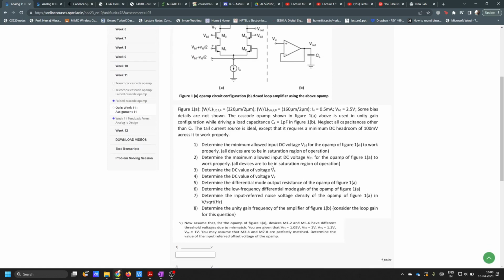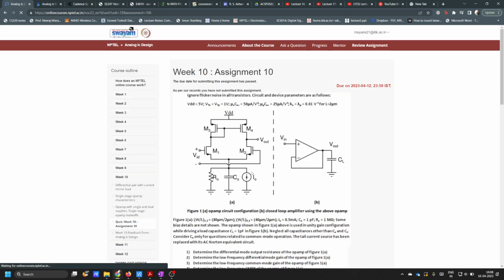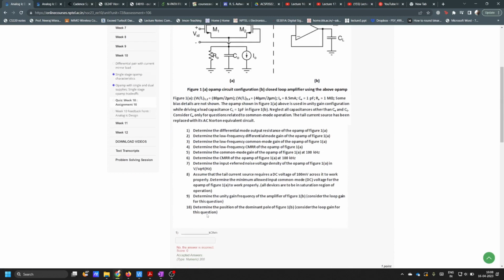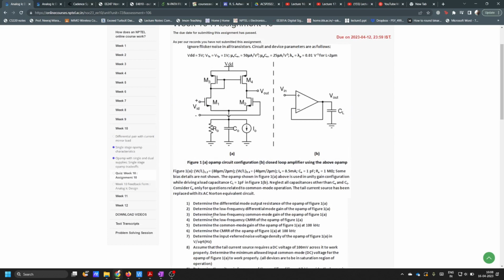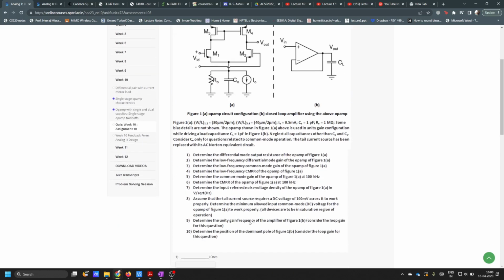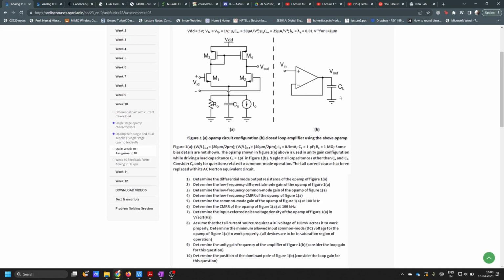Before that, let me clarify the question from assignment 10 asked by the other student. The question was to determine the position of the dominant pole. They have clearly mentioned you have to find the dominant pole. There may be different poles in the system, but you have to find only the dominant pole. I guess the dominant pole is simply because of CL only.